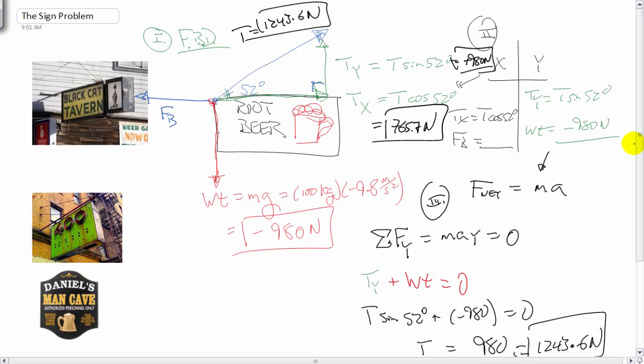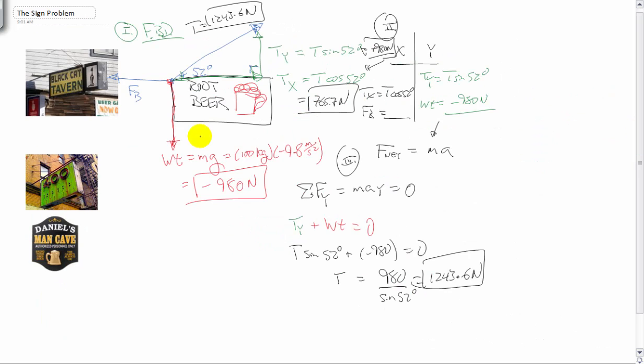Let's take a step back so we don't get lost in all the details. When we hang up a sign for a tavern, it's a classic example of a two-dimensional static equilibrium problem, where the sum of the forces in each direction must equal 0 because there is no acceleration. On a sign, we have to worry about the pull of gravity going down and tension in the y direction from the chain to support it.